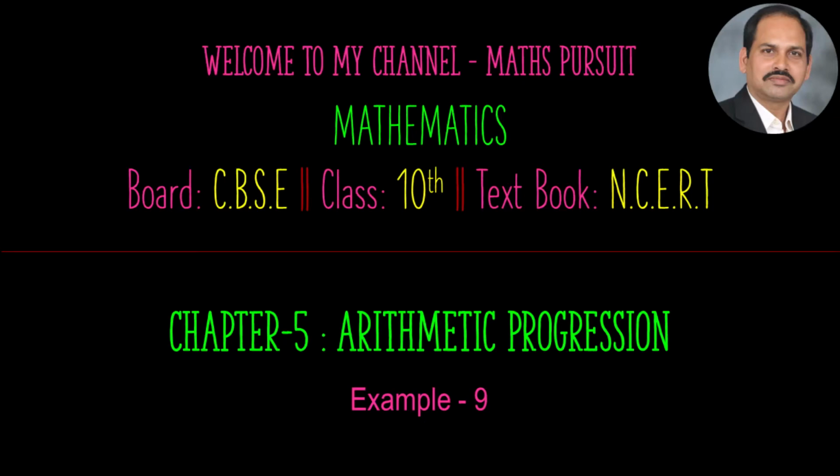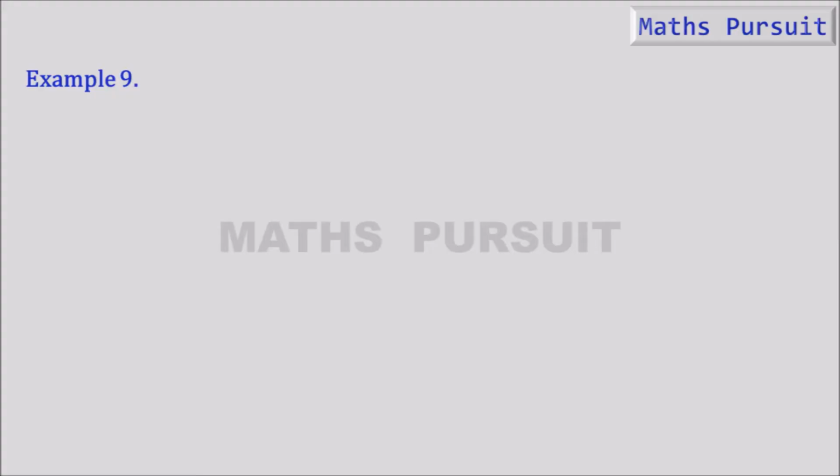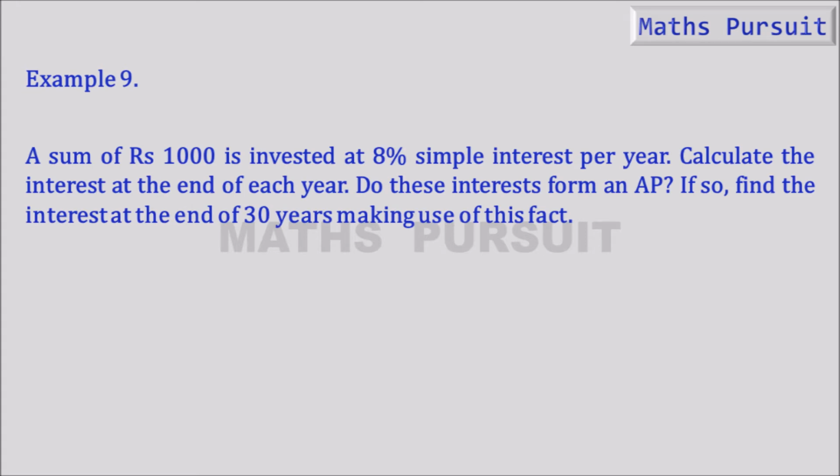Today we are going to look into example 9 from chapter 5 called arithmetic progression. So let's see what exactly is given in example 9. It is given that a sum of rupees 1000 is invested at 8% simple interest per year. Calculate the interest at the end of each year. Do these interests form an AP? If so, find the interest at the end of 30 years making use of this fact.